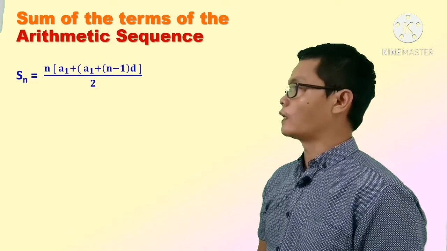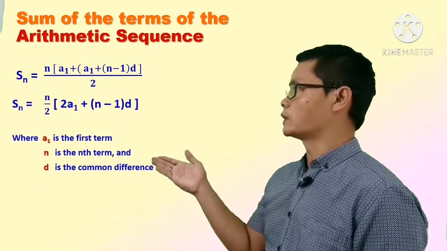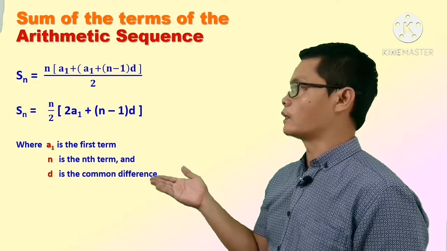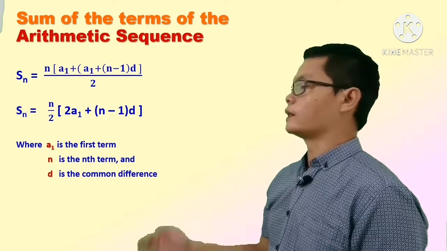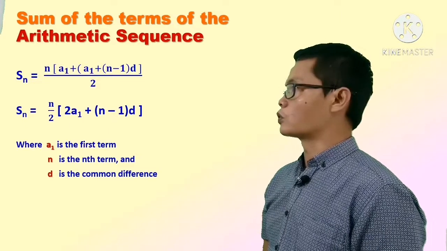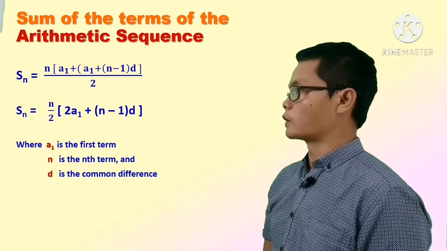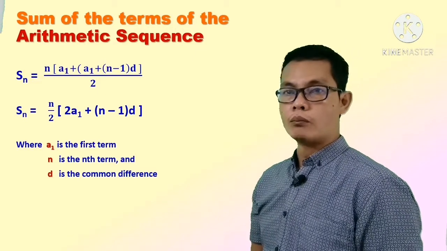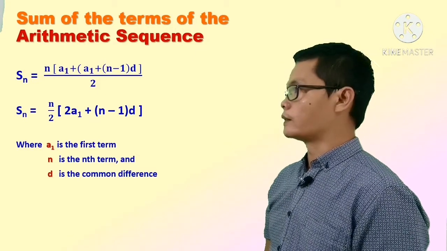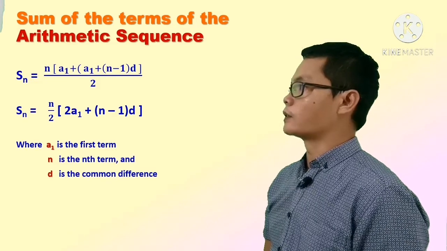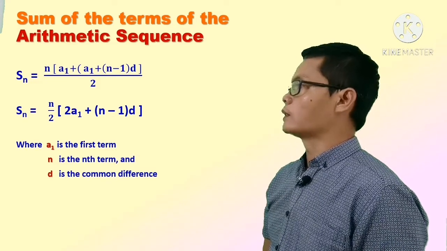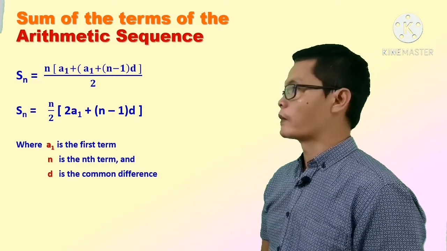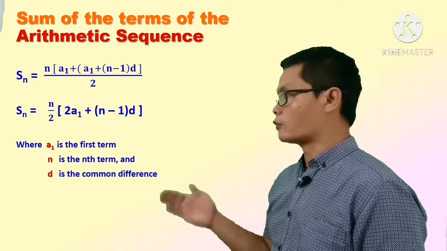We can also have the second formula, which is S sub n equals n over 2 multiplied by the quantity twice the first term, or 2 a sub 1, plus the quantity n minus 1 multiplied by the common difference, where n is the nth term, a sub 1 is the first term, and d is the common difference. We also have another formula.